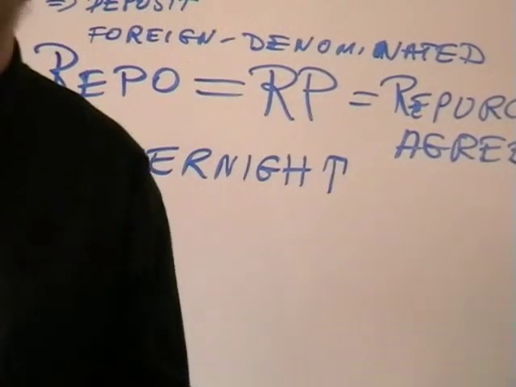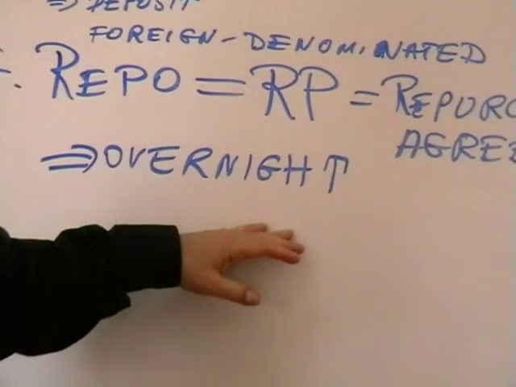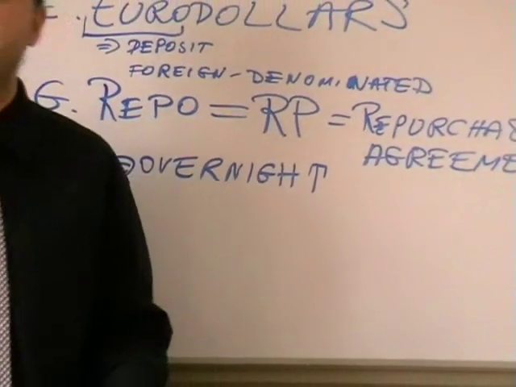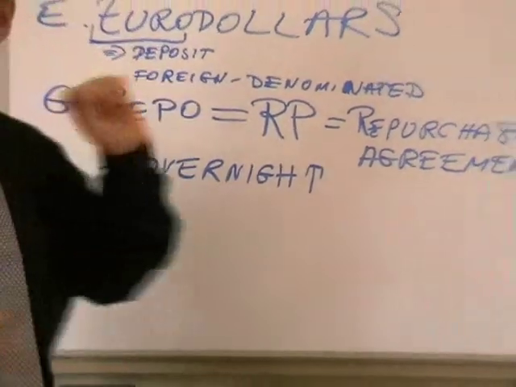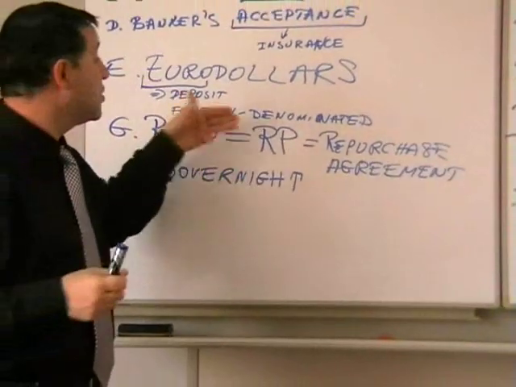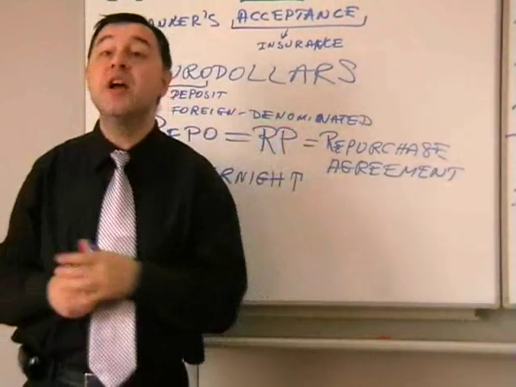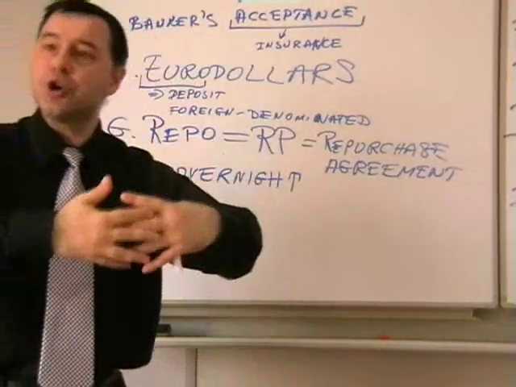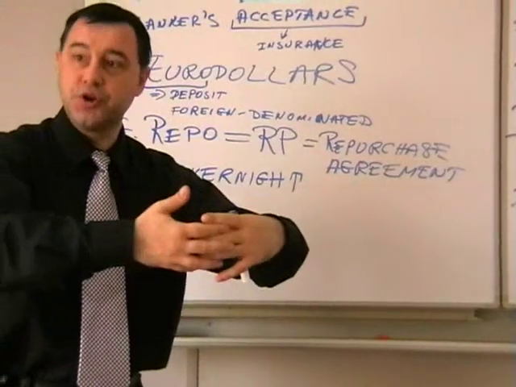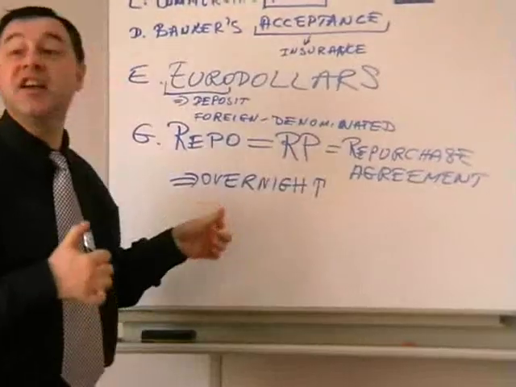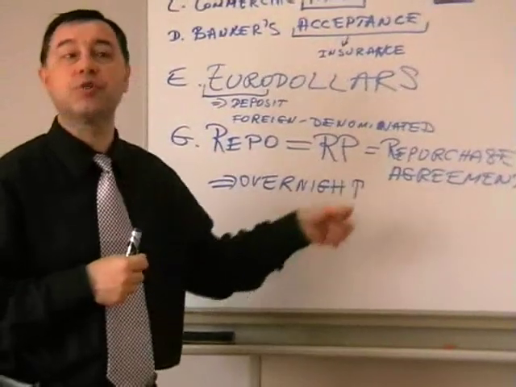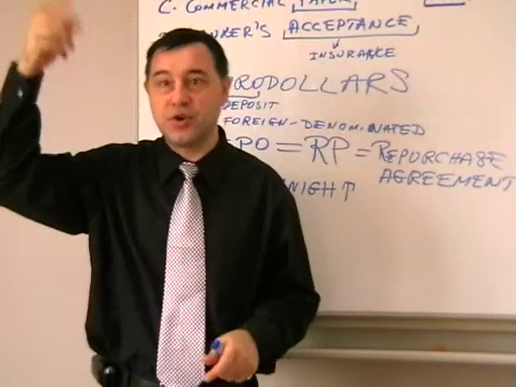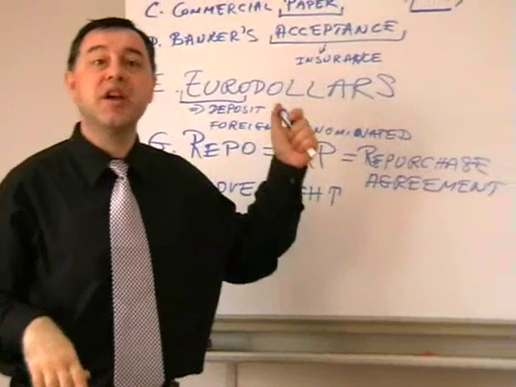Overnight means that it only occurs for one day. I'm going to sell it to you today, and I'm going to buy it back tomorrow. The economic interpretation of a repo is a short-term loan secured by those securities, by the portfolio. So it's a secured short-term loan with high-grade or investment-grade securities, usually treasury bonds.